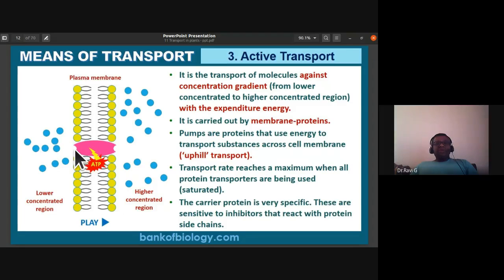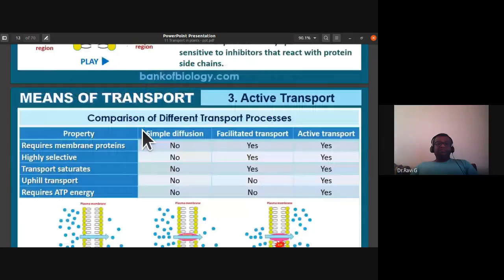The carrier protein is very specific. You know that even here, the protein channel, the transport protein or carrier protein is very specific. These carrier proteins are sensitive to inhibitors. Whenever inhibitors are present, they bind to the protein side chains and inhibit or prevent the active transport. So the carrier proteins are very sensitive to inhibitors.